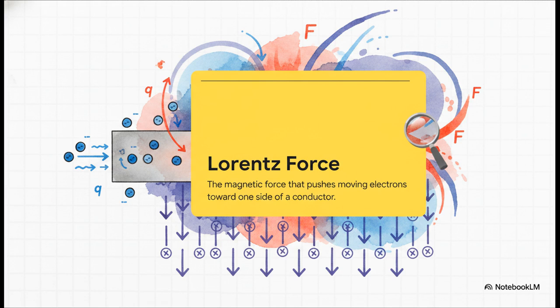Because these electrons are moving straight through the magnetic field, they can't just flow straight anymore. They experience a literal, physical deflection. The magnetic field is physically pushing these moving charges toward one specific side of the conductor.